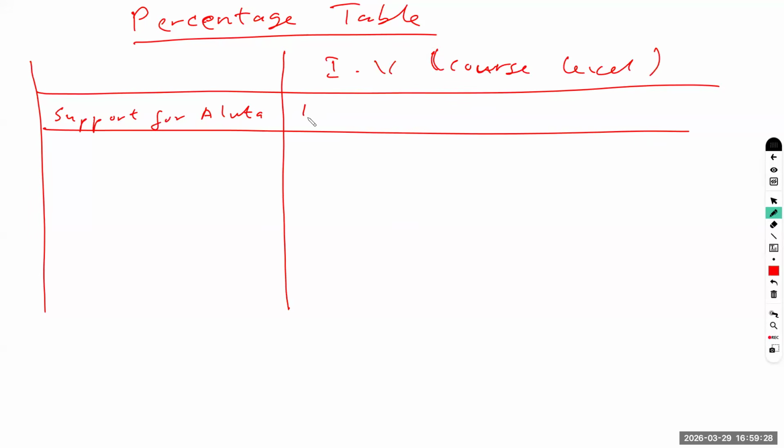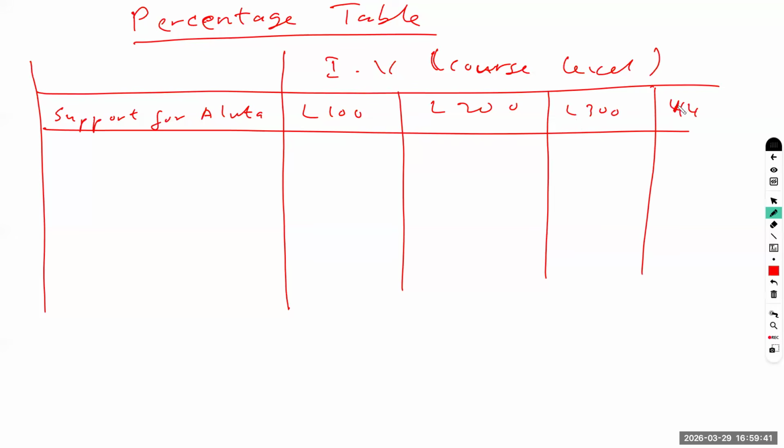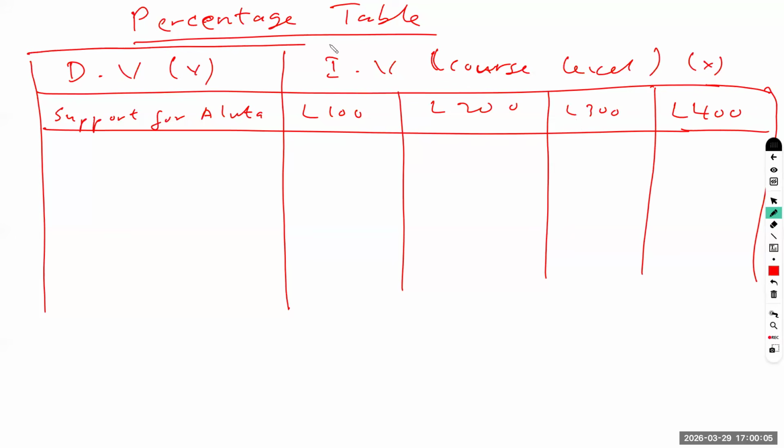Then this is level 100, level 200, level 300, level 400. So in this instance, the dependent variable, we've already identified this. This is our y. This is our x. All these have already been identified.